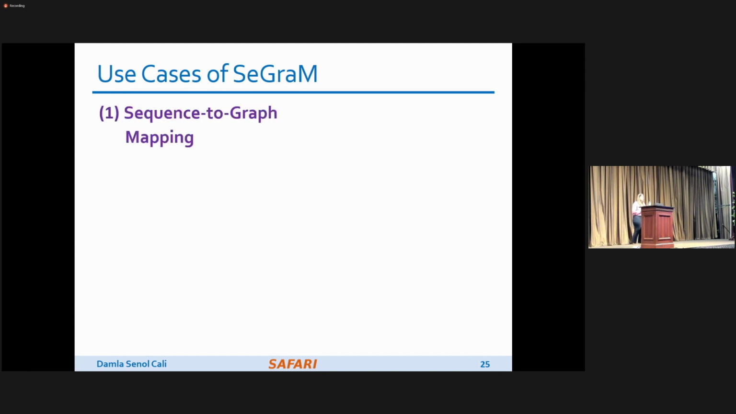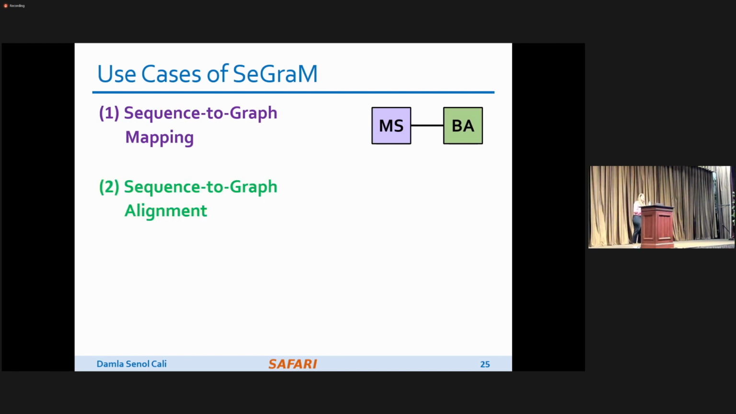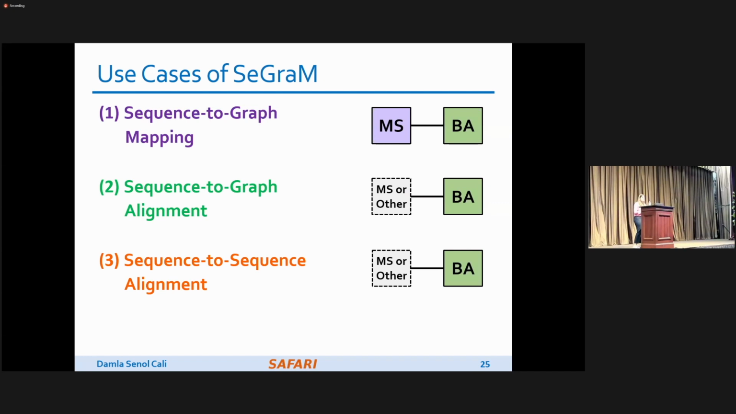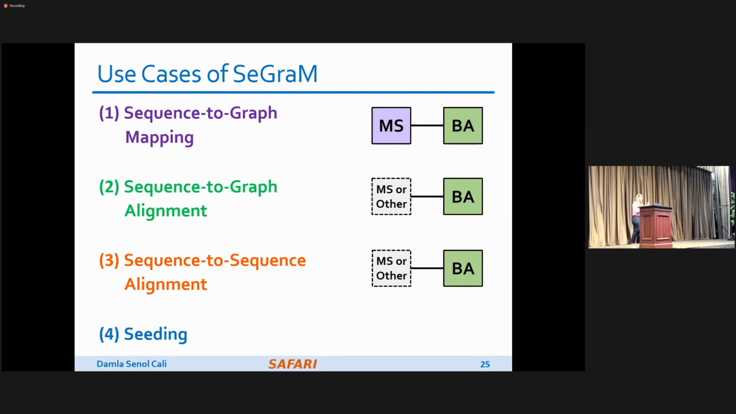So we describe 4 use cases of SeGraM, and the first one is end-to-end mapping with SeGraM, where we need to run MinSeed and BitAlign together. Second, we can have sequence to graph alignment as our use case, where BitAlign will be standalone, but it can be coupled with any seeding tool or accelerator. Similarly, we can use it for sequence to sequence alignment. And our fourth use case is seeding for both linear or graph-based mapping, where we will be running standalone MinSeed, but it can be coupled with any alignment tool or accelerator.